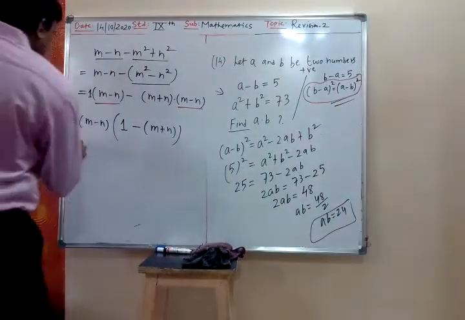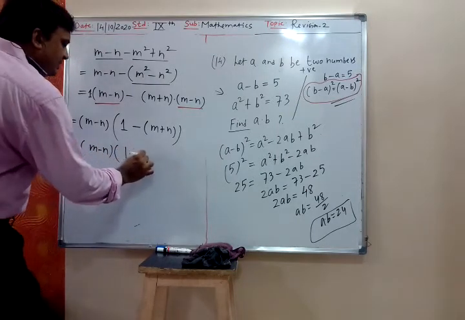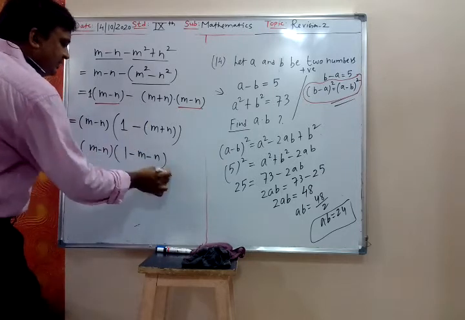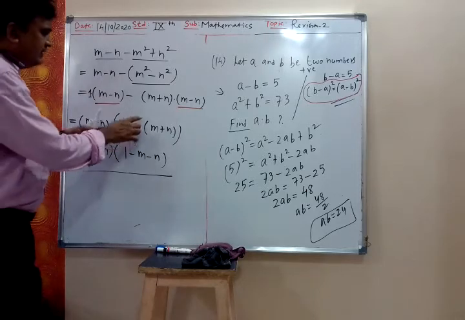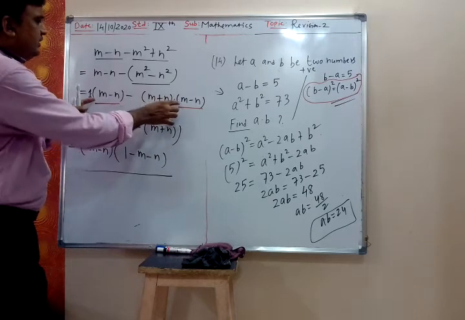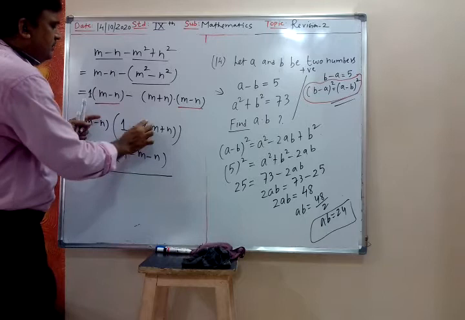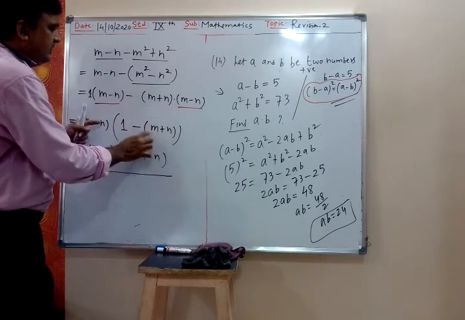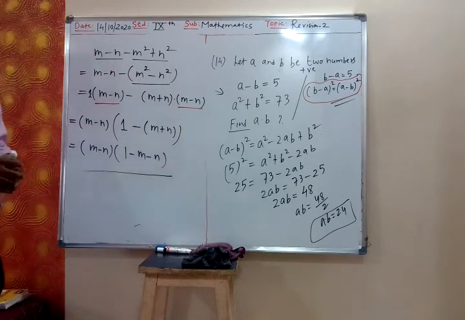Yes, so this is m minus n into 1 minus m minus n. Open the bracket: minus m minus n. This is the answer. Now, my dear, this is minus, is there, no? When you take m minus n common, then the minus sign will be there with this term: minus bracket m plus n. When you open the bracket, it will be minus m minus n.